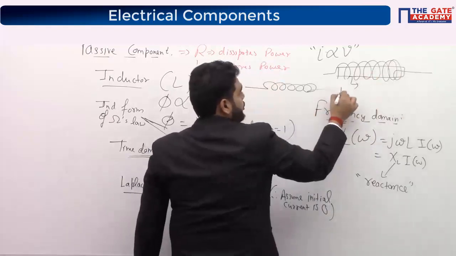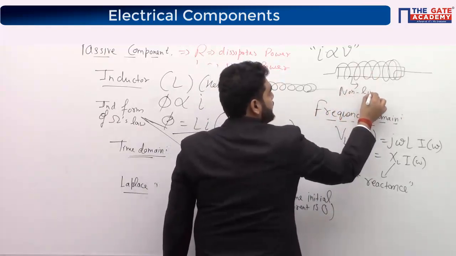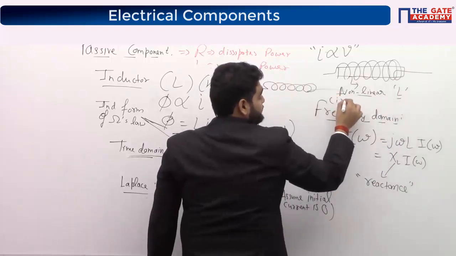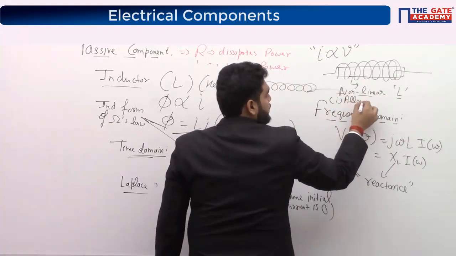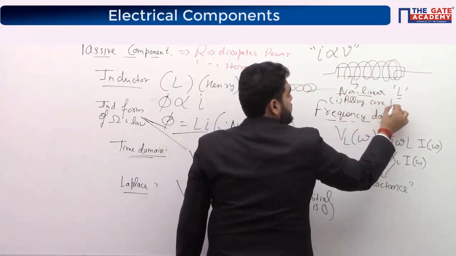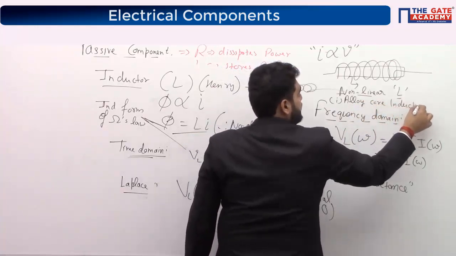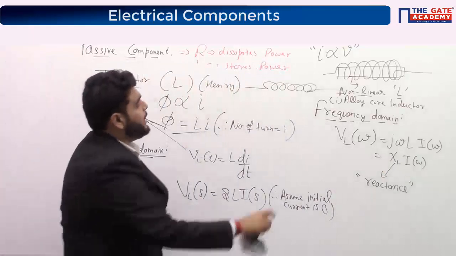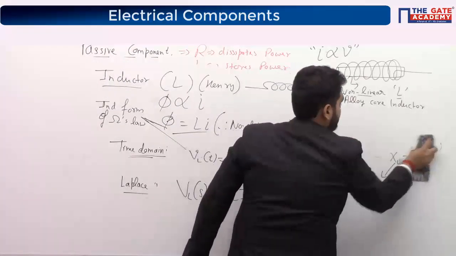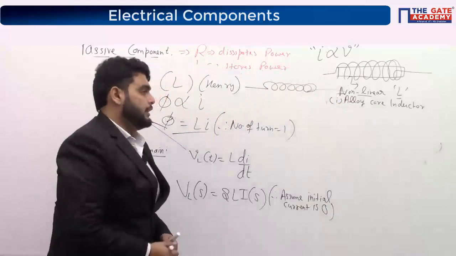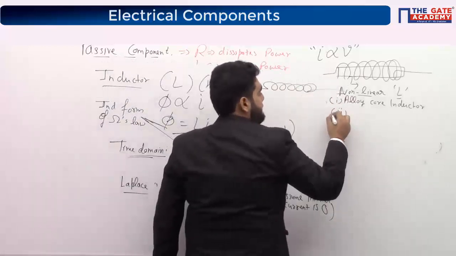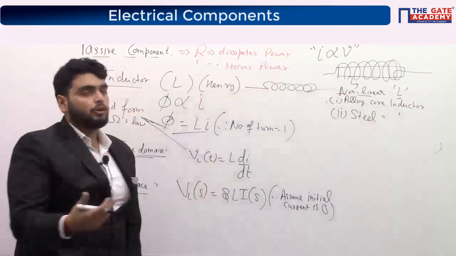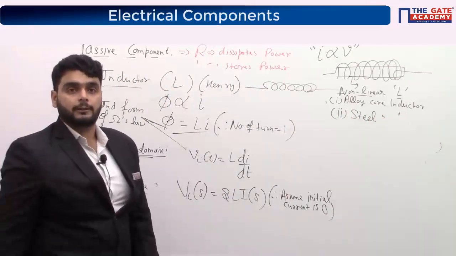So if I am talking about a non-linear inductor, examples are the alloy core inductor. Example are alloy core inductor, which means if the core is made up of alloy, then it is a non-linear inductor. The next example is the steel core inductor. If the core is made up of steel, it is the steel core inductor.